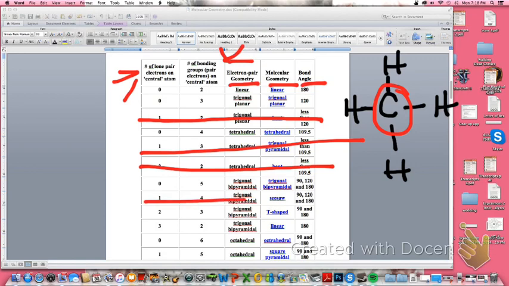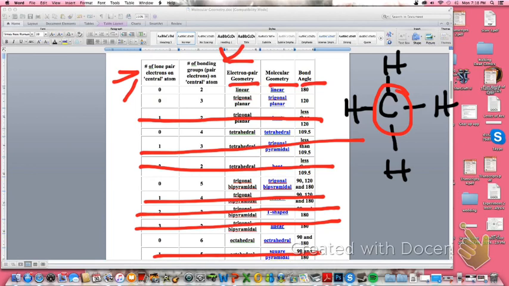Okay, we're not going to use that for this problem, so we can go ahead and scratch that off. So we're left with the ones that are not scratched off. Second thing, we're going to look at the number of bonding groups around the central atom. Note that around carbon we have 1 bonding area, 2 bonding areas, 3 bonding areas, and 4 bonding areas. So that can also help us eliminate some more in our chart that are not needed here.